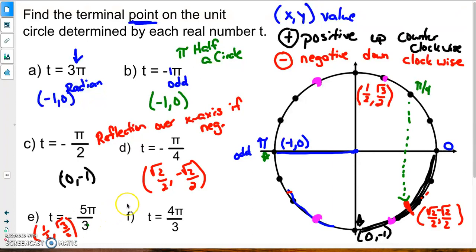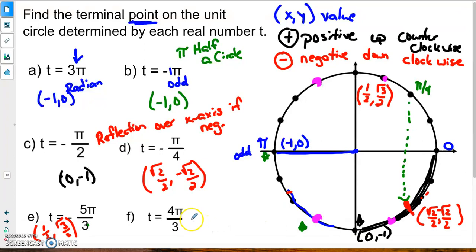Okay. Letter F, a lot easier because it is already positive. I'm just worried about the unit circle. 4 pi over 3. 4 pi over 3 is on a unit circle. I start at 0. I move up in the counterclockwise position. I go all the way around. I look at my unit circle. It takes me to here.